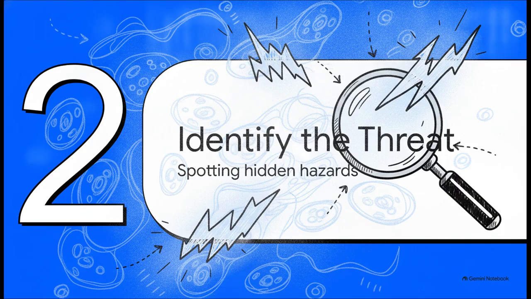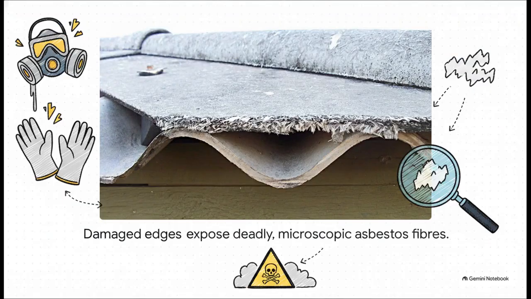Moving on to Section 2, identifying the threat. Our main challenge here is figuring out how to spot a hidden hazard. Take a look at this old corrugated roof material. See those frayed, white, kind of fluffy-looking edges along the break? Yeah, those are exposed, highly dangerous asbestos fibers.